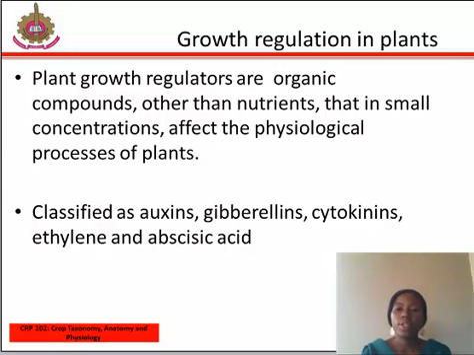Then we'll move on to growth regulation in plants. Plant growth regulators usually are defined as organic compounds other than nutrients that in small concentrations affect the physiological processes of plants. For practical purposes, they are defined as either natural or synthetic compounds that are applied directly to plants to alter their life processes or structure in some beneficial way so as to enhance the yield, improve quality, and facilitate harvesting. They are classified as auxins, gibberellins, cytokinins, ethylene, and abscisic acid.